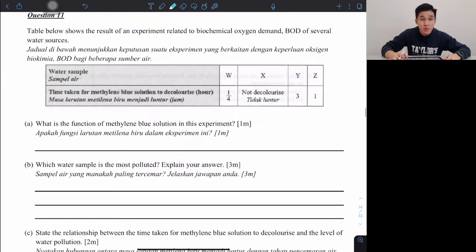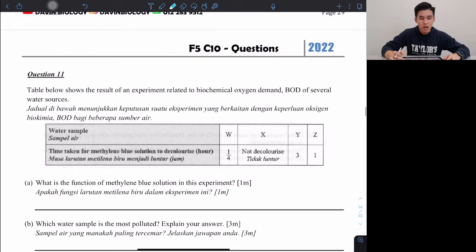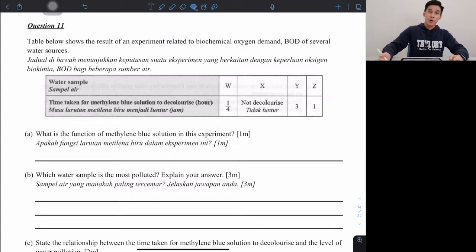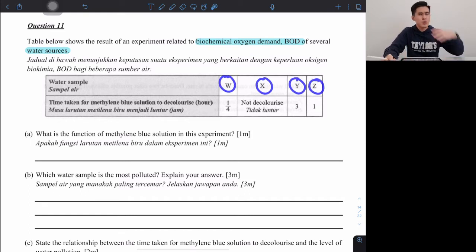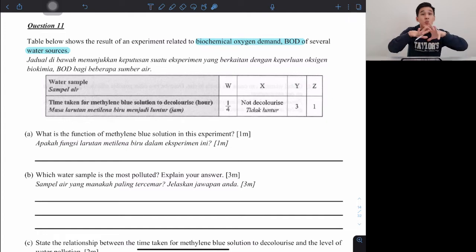Now this is an experiment question actually. Now we won't go through the writing experiment and all. I'll just let you know how this experiment is carried out. So this experiment says the table shows results of an experiment related to BOD and several water sources. So what we're going to do here is see the oxygen level and also the pollution level in different water samples.